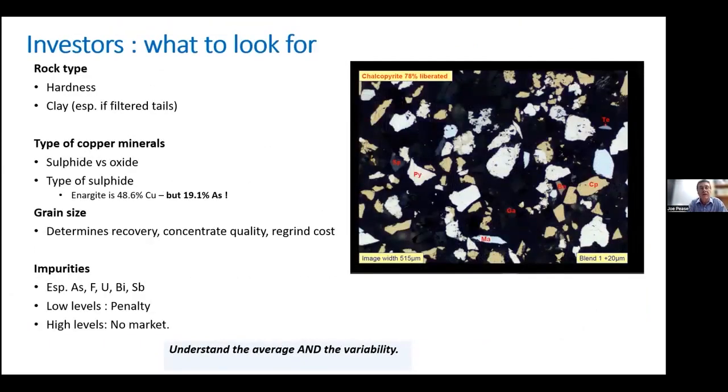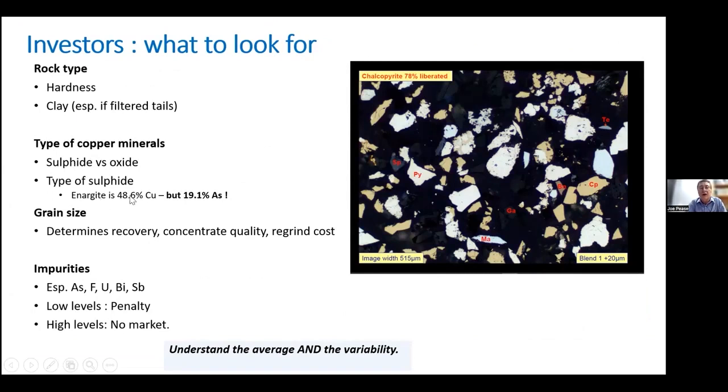So as an investor, I think some issues to look for in minerals processing: the rock type, the hardness of the rock, that will determine the cost and the throughput rate of the comminution circuit, which is the highest capital process. And particularly if the mine is going to filter the tailings, you want to know about the clay. Is there clay there, and how might that affect the filtering rate, which would then affect the capital and the throughput as well? What are the type of copper minerals there? Are they sulfides? Are they oxides? What type of sulfide minerals?